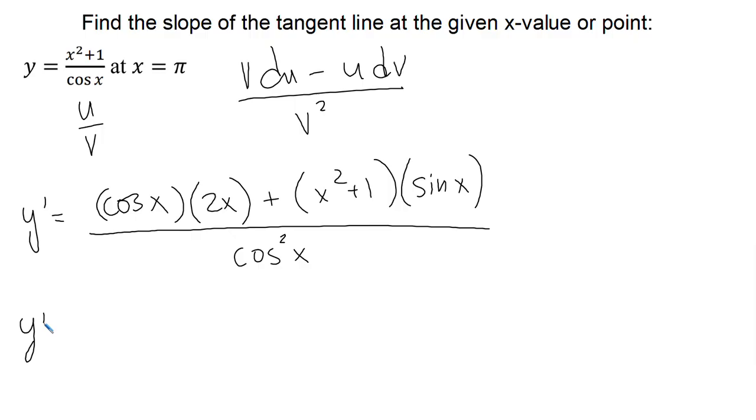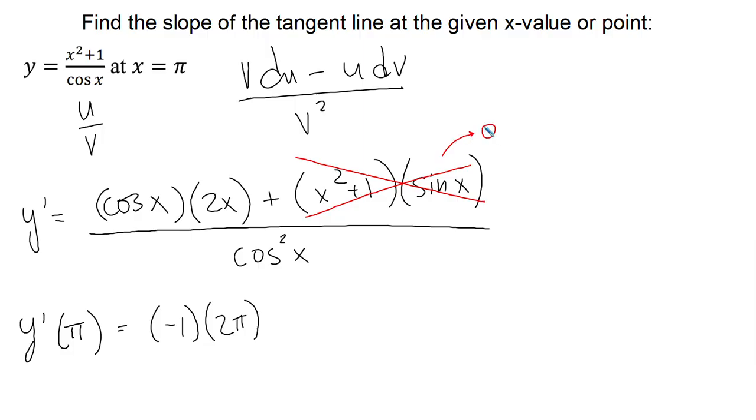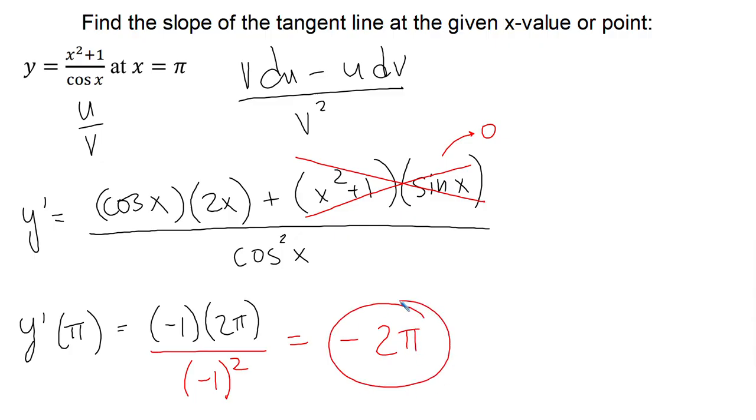And if we're looking to evaluate this at pi, well, the cosine of pi is negative 1. And then 2 times pi is just 2 pi. And then in that second term, if we're looking for the sine of pi, well, the sine of pi is just 0. So I don't really need to worry about what the x squared plus 1 is, right? This is 0, and 0 times anything is going to give us 0. So we'll get rid of that. And then in our denominator, we have the cosine of pi, which is negative 1, squared. Well, that's just going to be 1. So our final answer is just what our numerator was, which is negative 2 pi.